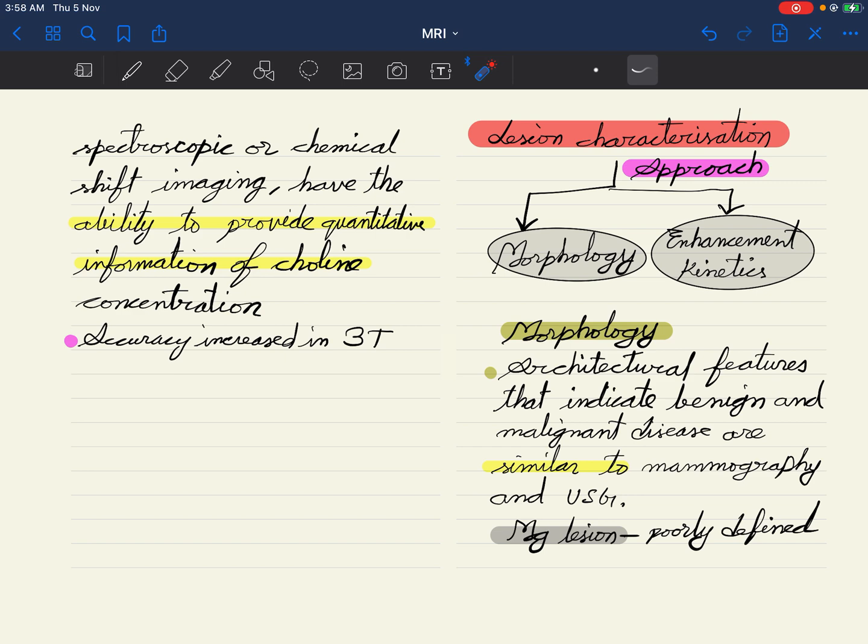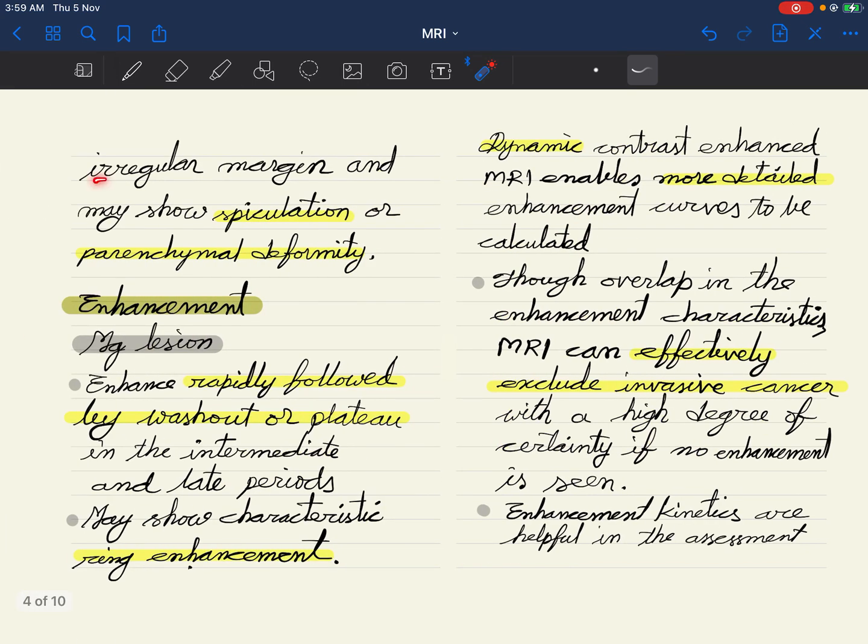How do we characterize lesions by MRI? So the approach is that we designate the morphology either into benign section or into the malignant section, and this designation criteria is the same as mammography and ultrasonogram, such as in malignant lesion the lesions are poorly defined, irregular margin, and may show spiculation or parenchymal deformity.